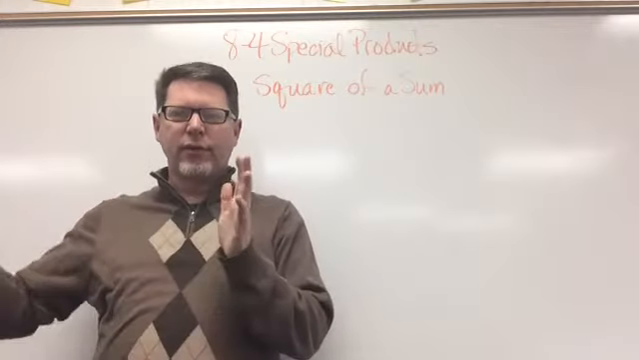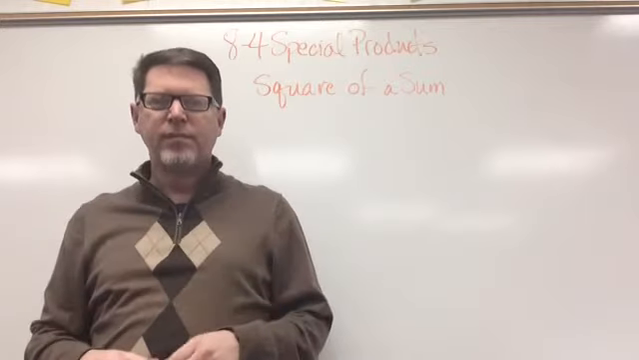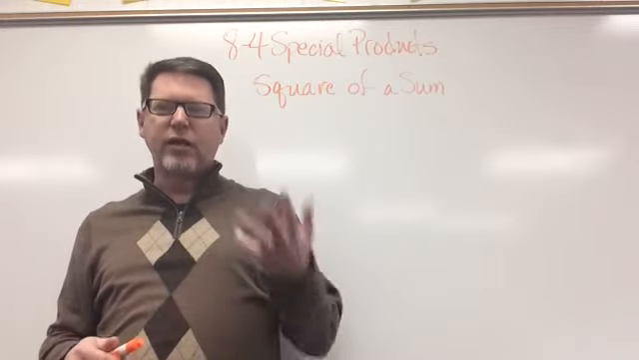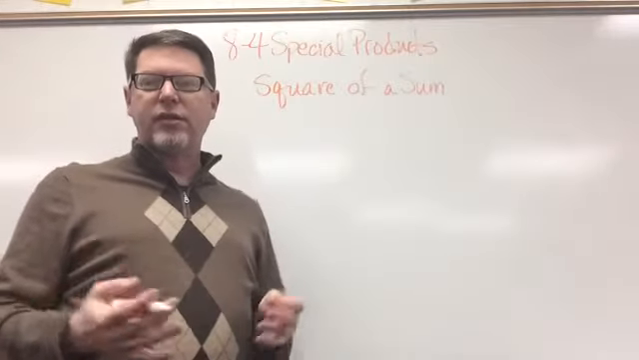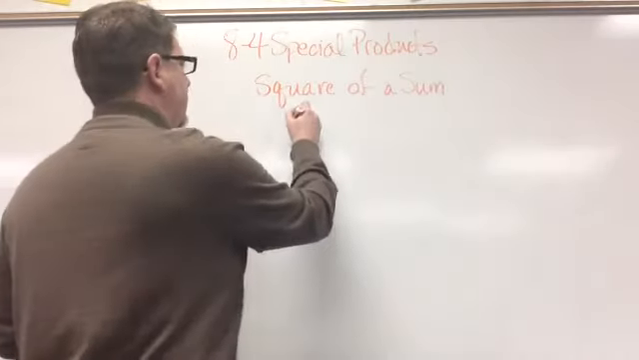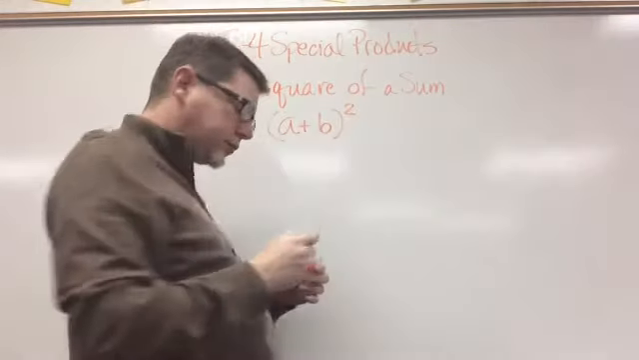Now if you want to work them out the long way, you can work them out the long way, but these are shortcuts that you might want to use. And the first one is called the square of a sum. So I'm going to write it algebraically first, and then I'm going to do some examples. Let's say that I have a plus b squared.